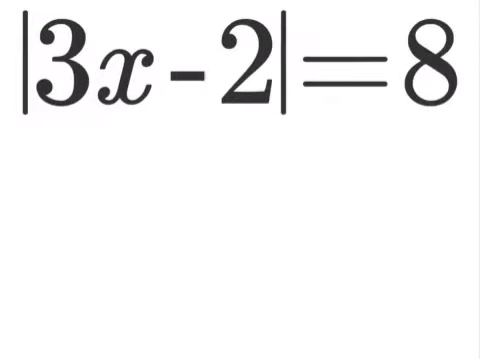Our next equation is the absolute value of 3x minus 2 equals 8. 3x minus 2 equals 8 would be our original equation. We'd add 2. 3x equals 10, which means we divide by 3. We're not going to get a perfectly whole number. Instead, we're going to get a number that looks like this: 3.3 repeating, or 10/3. x equals that value.